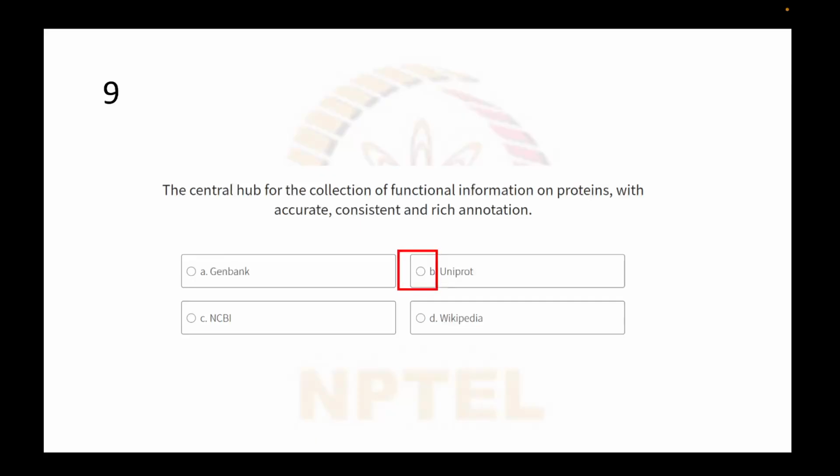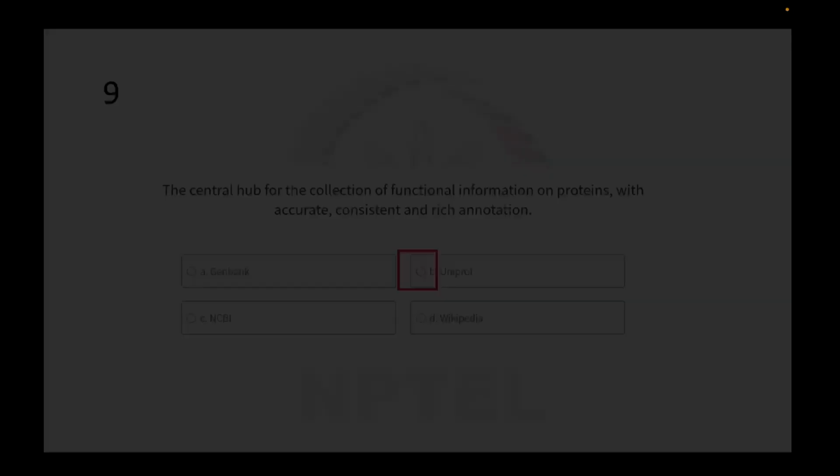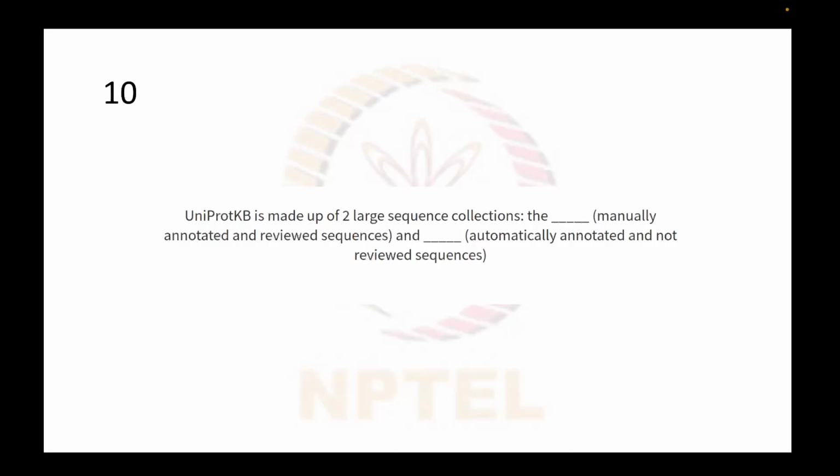Yeah, so UniProt is a unified database for proteins and their annotation information, and it is also a primary resource for protein information including sequence, structure, and other functional annotation information. UniProtKB is made up of two large sequence collections. One is manually annotated and reviewed, and the other one is automatically annotated and unreviewed. So these two versions of UniProtKB are called as... For this question, you can refer to the UniProt database and see what are the two major listings that are available.